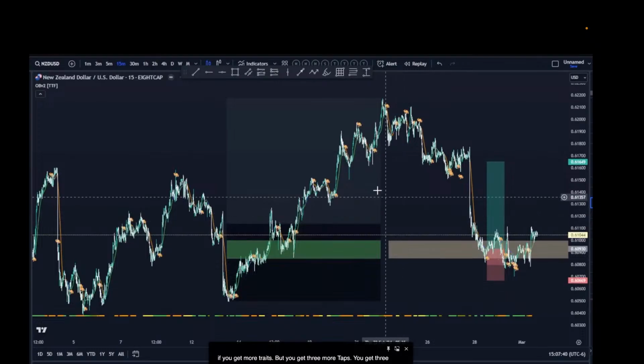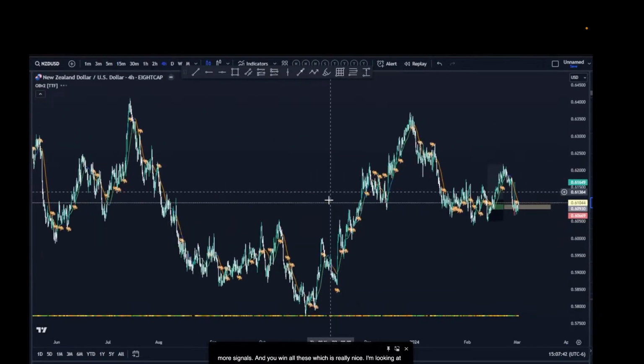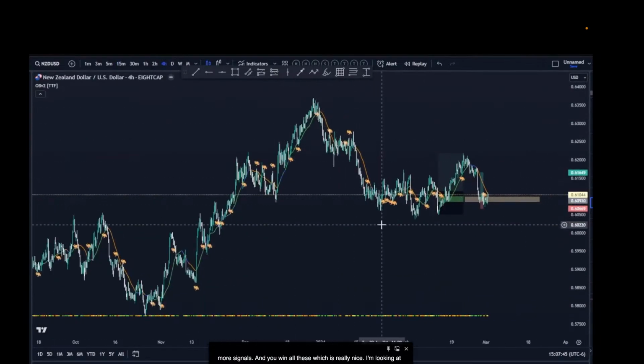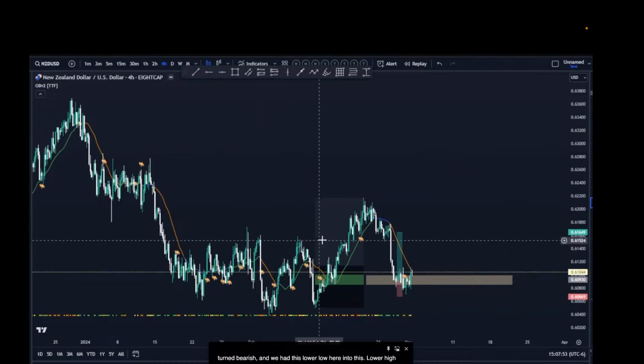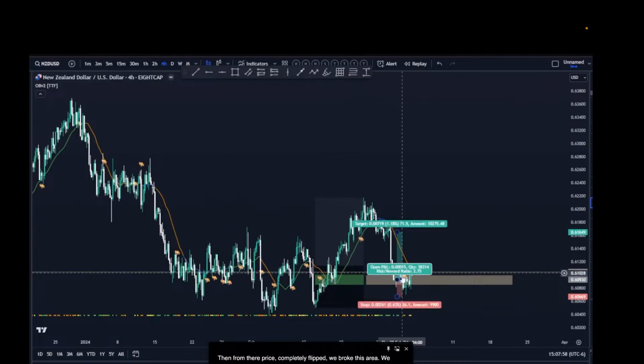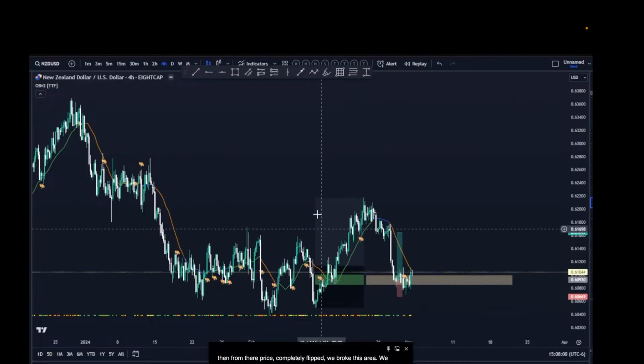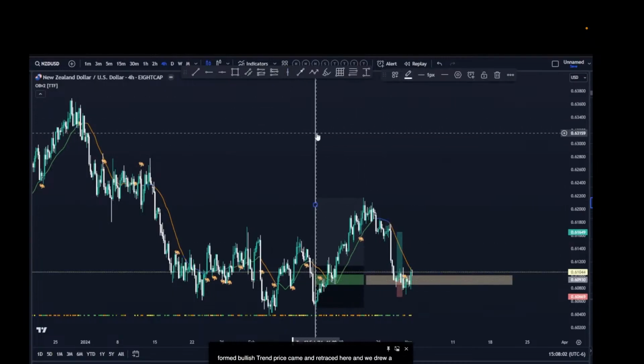I'm looking at NU on the 4-hour time frame. We were completely bullish. We turned bearish, and we had this lower low here into this lower high. Then from there, price completely flipped. We broke this area. We formed bullish trend. Price came and retraced here, and we drew a line. We'll mark this as a vertical line.